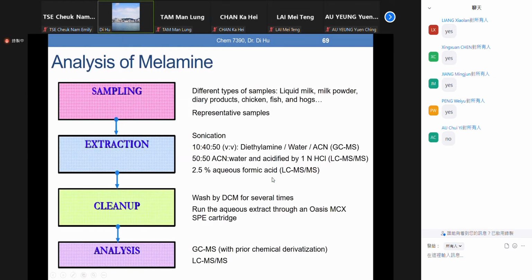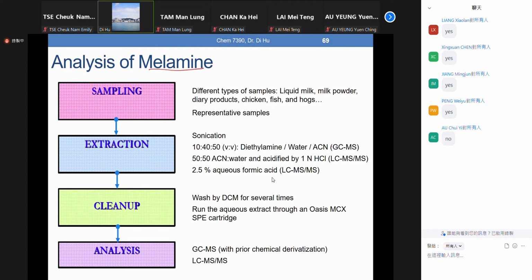So obviously, when we are measuring melamine in food, we're not just looking at melamine. At the same time, you also want to measure cyanuric acid as well. Okay, so we normally see people do both of them. When we do this analysis, you'll encounter different sample matrices, like milk powder, dairy products, chicken, fish, and so on. When you take the sample, you have to make sure you take a representative sample. And extraction is normally just vortex or sonication.